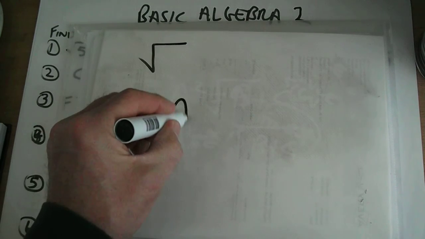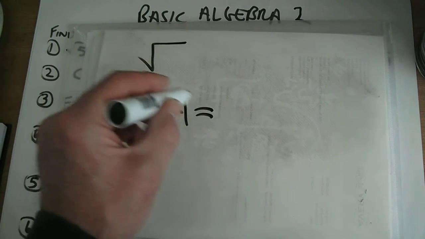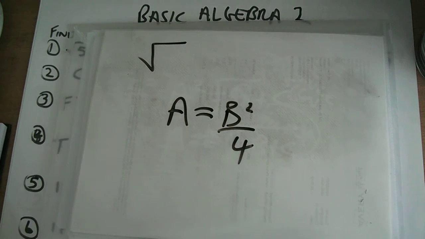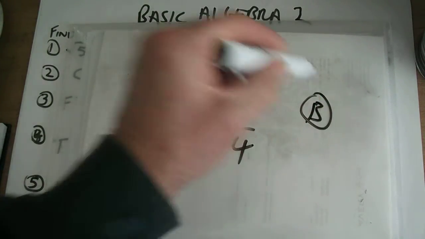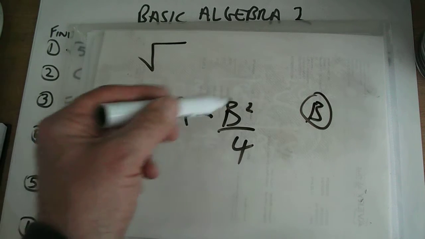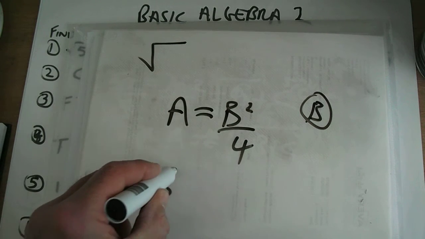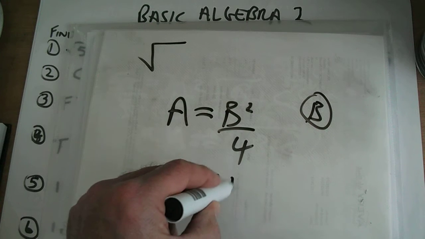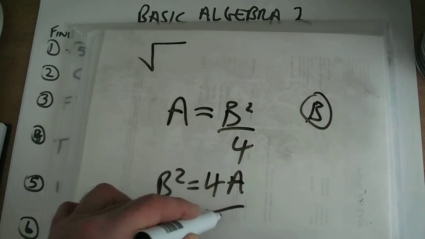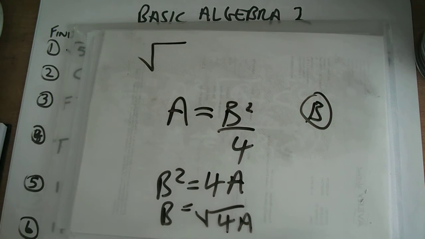We look at this one, a equals b squared over 4, and if I want to find out what b is, I'm trying to find b, then the first thing we do, we cross multiply to get rid of these fractions. So b squared equals 4a, therefore b equals the square root of 4a.